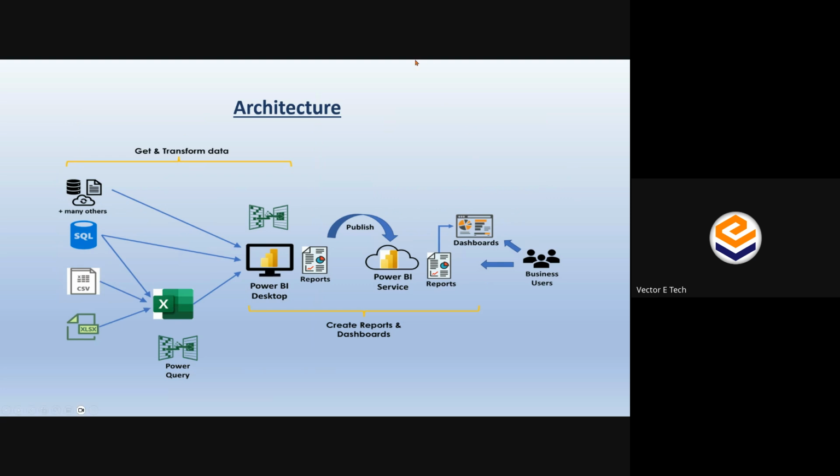Right. Moving ahead, we have some architecture to understand. The data can come from many sources, right? Cloud sources, databases, Excel, CSV from multiple files. If the data is clean, we directly load it to Power BI Desktop. If it is unclean, we process it through Power Query, and then we load it to Power BI Desktop, where we'll be creating the reports.